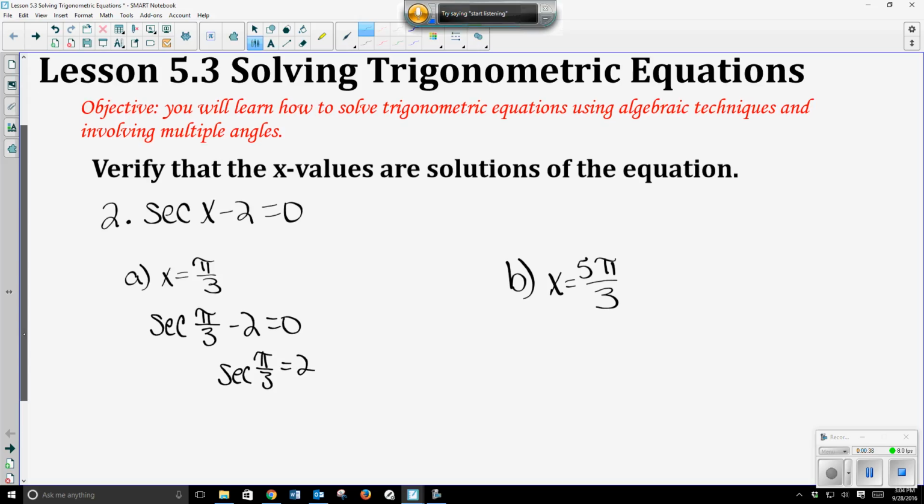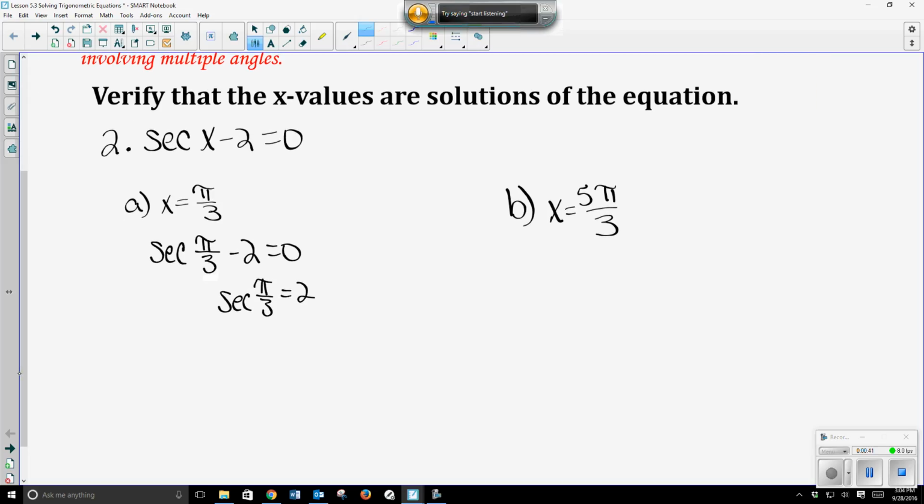And I can rewrite secant as 1 over cosine, right? So 1 over the cosine of pi over 3 equals 2. So we can put this over 2 over 1 and flip. If I flip the left side and flip the right side, I get cosine of pi over 3 is equal to 1/2. And is cosine of pi over 3 equal to 1/2? Yes.